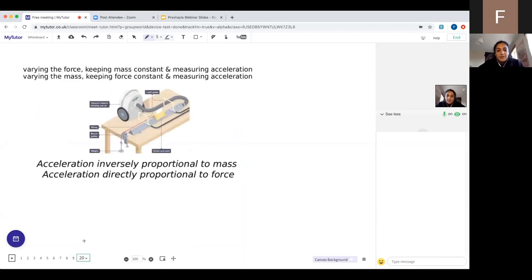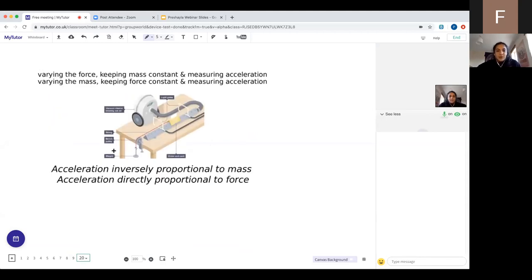So we talked about the required practical. I won't go into it in too much detail now because it is quite a lengthy method, but if you do want to have a look, then it's in the motion and moments webinar. But it's basically investigating how varying the mass, keeping the force constant, and changing the force, keeping the mass constant, and then measuring acceleration helps us to understand Newton's second law. And it gives us these two laws here, these two rules.